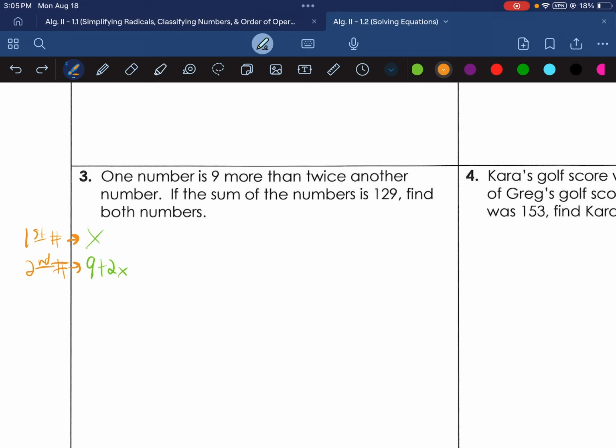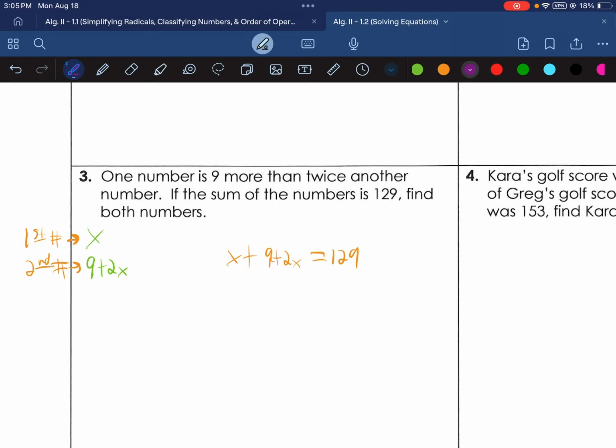Now, we're told the sum of those numbers is 129, so we're adding them together. So x plus 9 plus 2x. And you can put that in parentheses if you want, but it doesn't matter here because we're adding. If we were subtracting, it would matter because we'd have to change the signs. The sum, the adding, is 129. We're supposed to find these numbers.